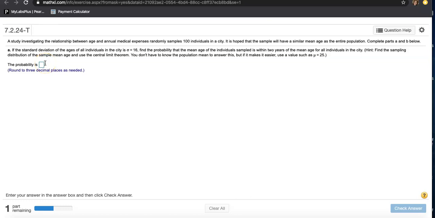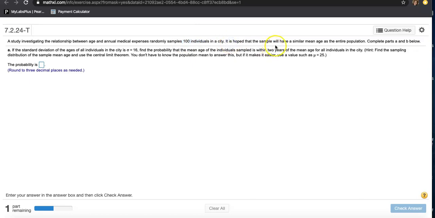A study investigating the relationship between age and annual medical expenses randomly sampled 100 individuals in a city. So sample size is 100. I'm going to write that down on a piece of paper, because in 7.2 you worked with sampling distribution of sample means, and that sample size n is going to be very useful to tell the standard deviation. So I wrote down n equals 100.